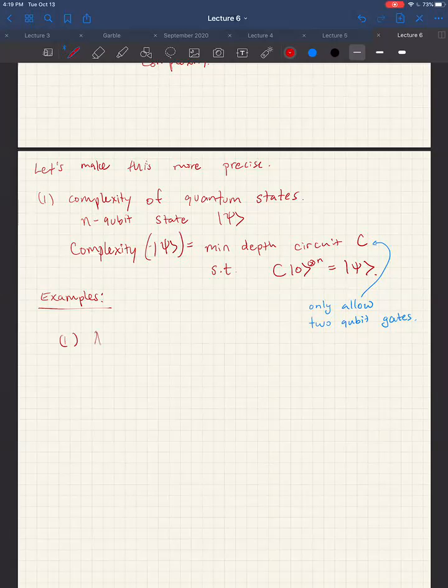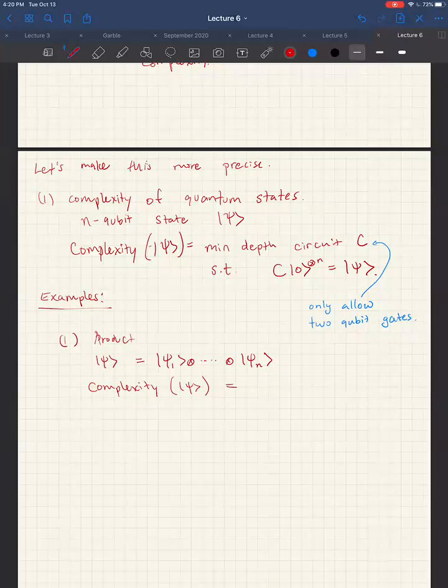Any product state, so let's say your state psi is just a tensor product of individual qubits, right? So each of these psi i's is just a 1 qubit state. Then what's the circuit complexity of such a state? Right. At least asymptotically, this will be the max of the complexity of each of them? Good. And the complexity of each state will be, as Abhinav says, order 1.